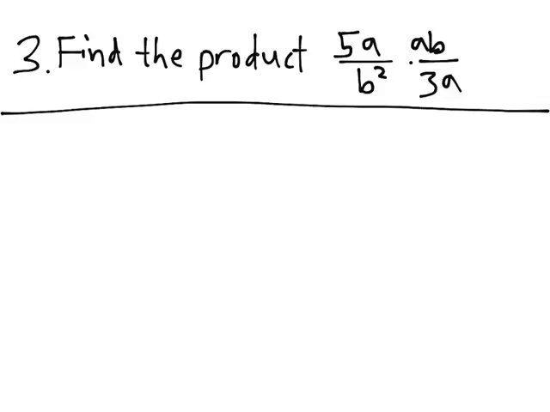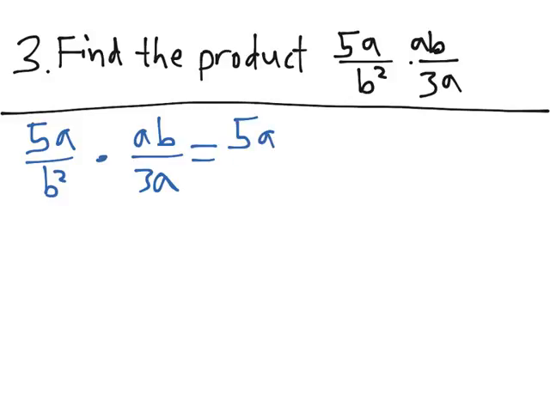Problem 3. Find the product 5a over b squared times ab over 3a. First, let's write this out. 5a over b squared times ab over 3a. Now let's look at the right term of this expression, ab over 3a. You see that there's an a in both the numerator and the denominator, so we can simplify this before we even multiply them. So this is equal to 5a over b squared times b over 3, since the a's cancel.